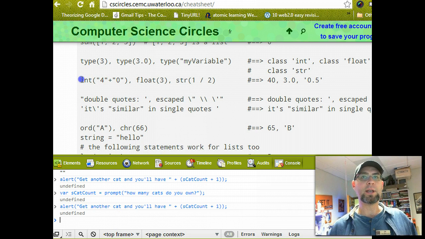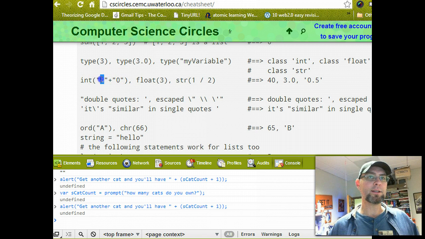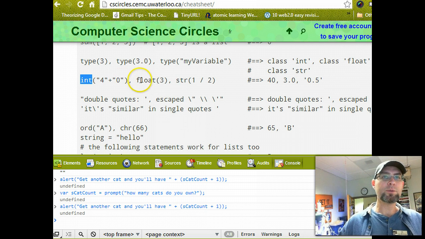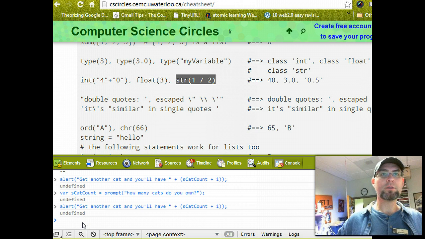And this goes back to what we have up here. See how it says 4 plus 0? Well, it's really adding the string 4, the character 4, to the character 0. But then putting the int in front of the parentheses around it, you're basically giving it to this thing that converts it to an integer. This one, see how it says float 3, is telling it to become a decimal. And this one, string 1 over 2, is saying convert this to a string, which in this case 1/2 equals 0.5. So let's try those things out.